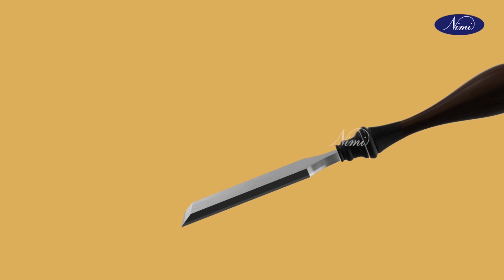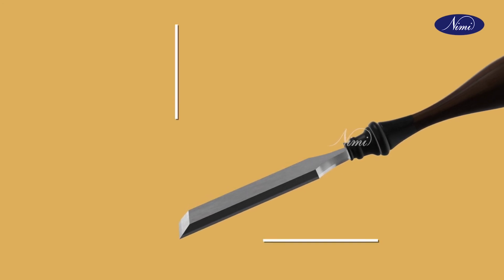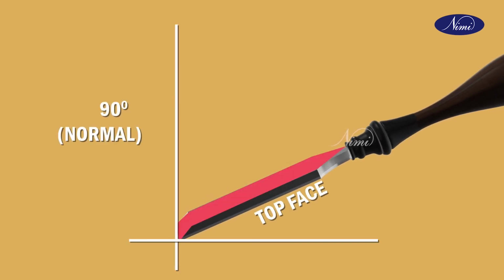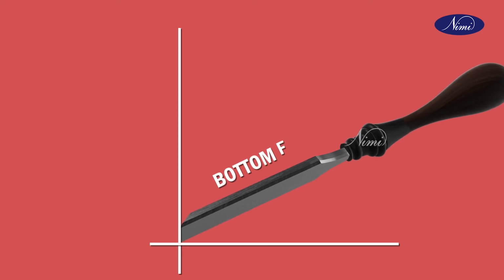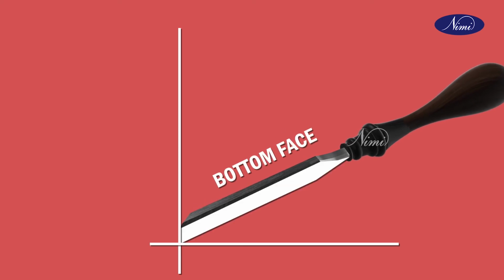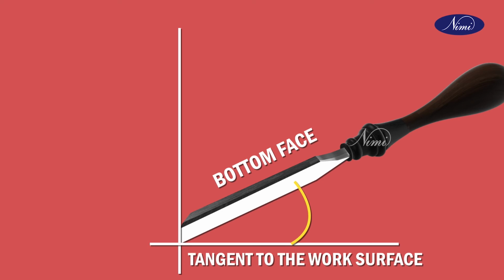Next, rake angle. Rake angle is the angle between the top face of the cutting point and a normal to the work surface at the cutting edge. Next, clearance angle. The clearance angle is the angle between the bottom face of the point and a tangent to the work surface originating at the cutting edge.